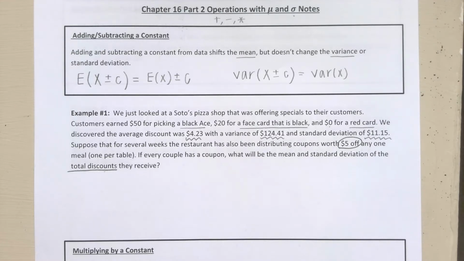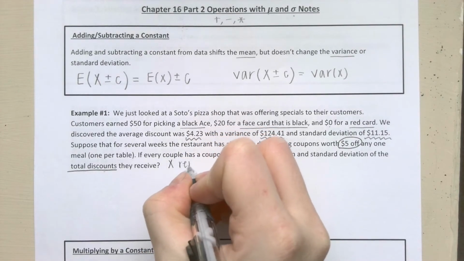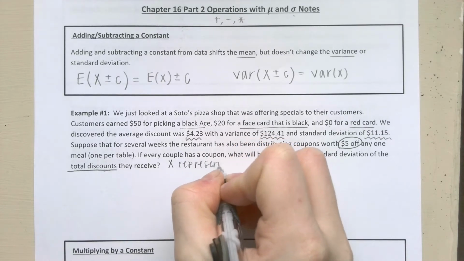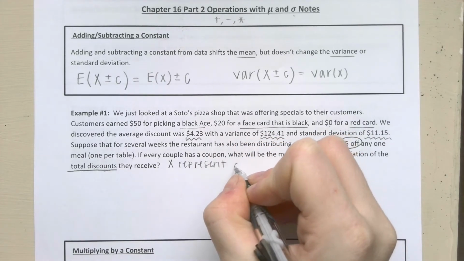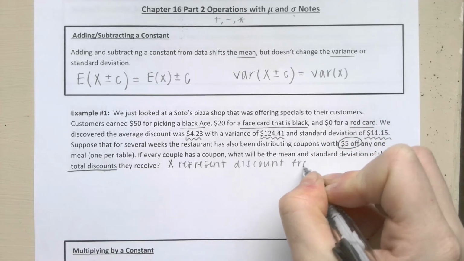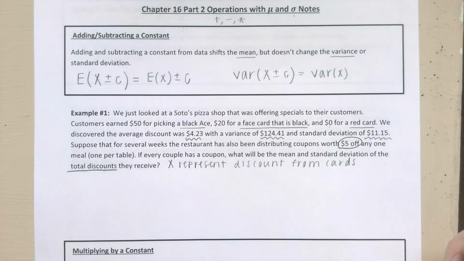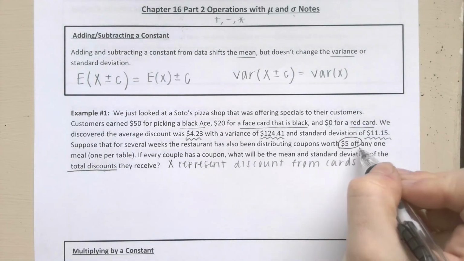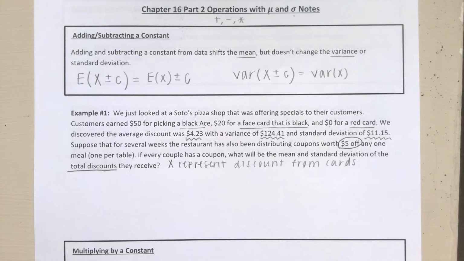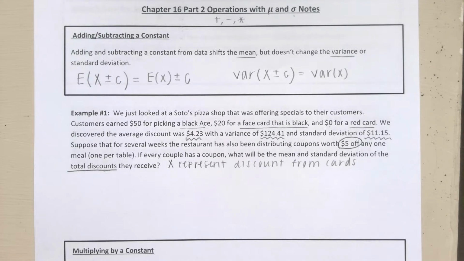In the opener, the random variable that we were looking at was representing the discount that people were getting. So I would have x represent discount, and I'm going to say from the cards. That was what we were using for x. Now what we're doing is we're adding an additional discount. People are getting an additional $5 off. So we want to find the mean and the standard deviation.